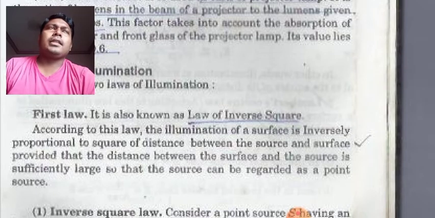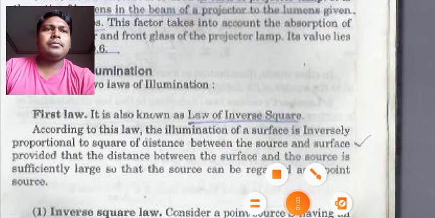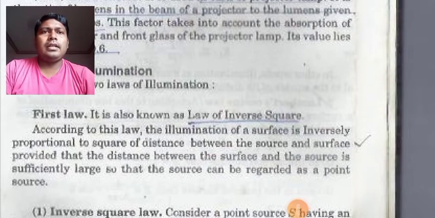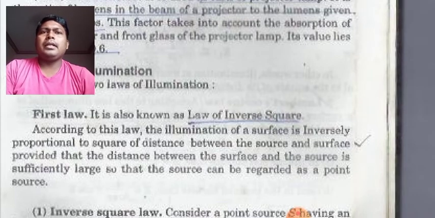According to this law, the illumination of a surface is inversely proportional to the square of distance. So directly we understood that the illumination is inversely proportional to the distance between the source and the surface, provided that the distance between the surface and the source is sufficiently large so that the source can be regarded as a point source.